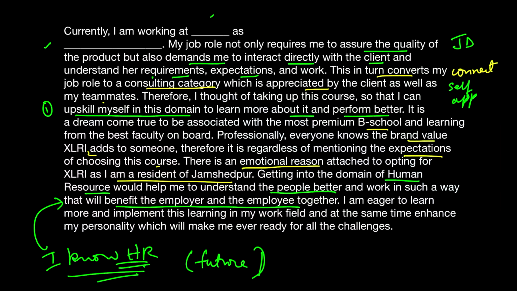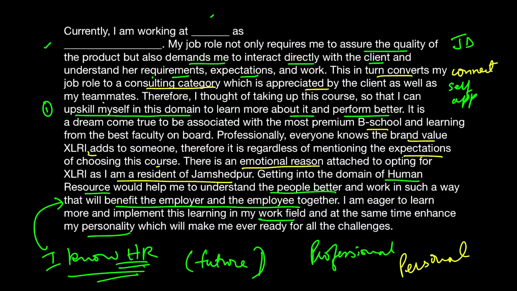So this is what you have to do in your SOP as well. I'm eager to learn more and implement the learning in my work field, and at the same time enhance my personality. So personal growth, professional growth, this factor also, if you want to give, you can. I did not think that much when writing, to be honest, but now when I'm properly dissecting it, I feel that no, no, no, everything is there, good things are there, which will make me ever ready for all the challenges.